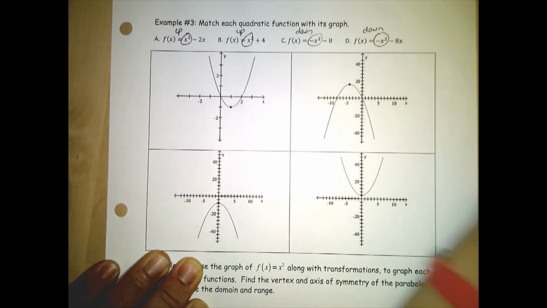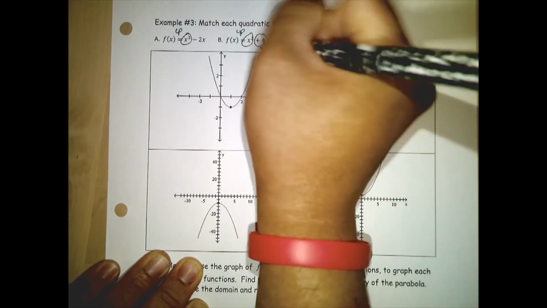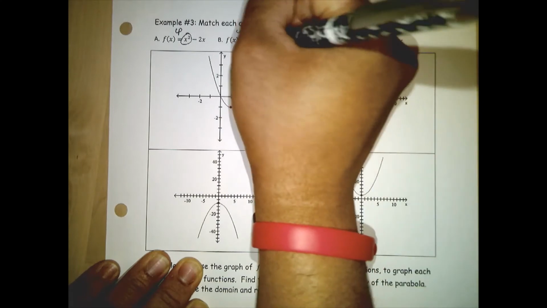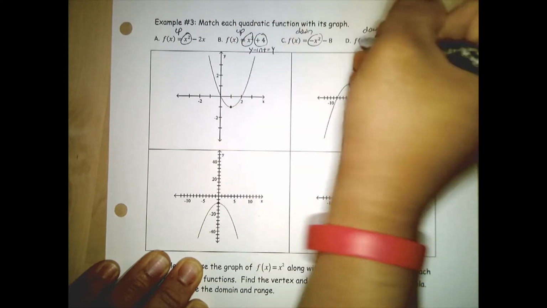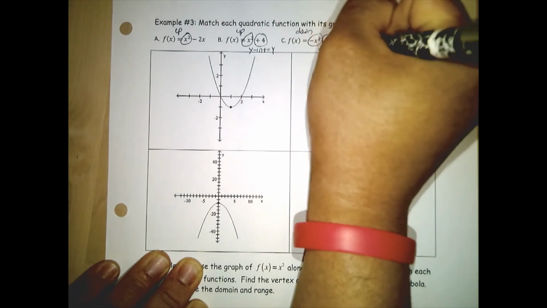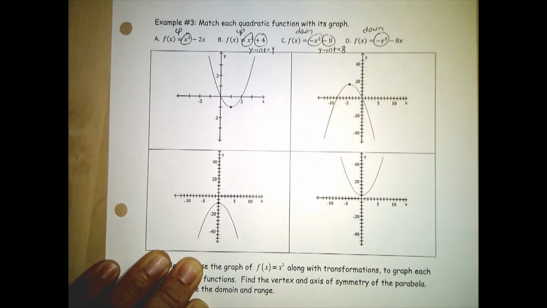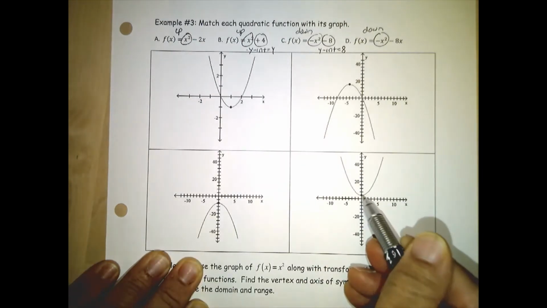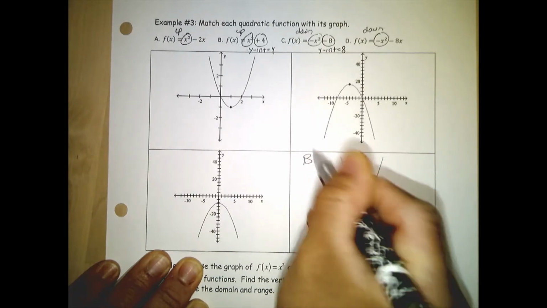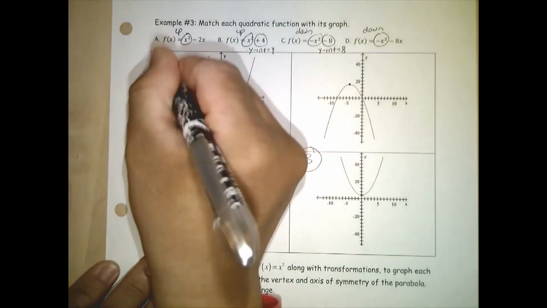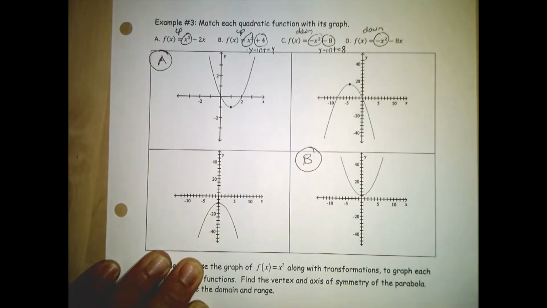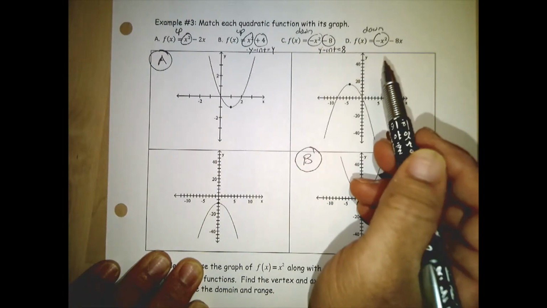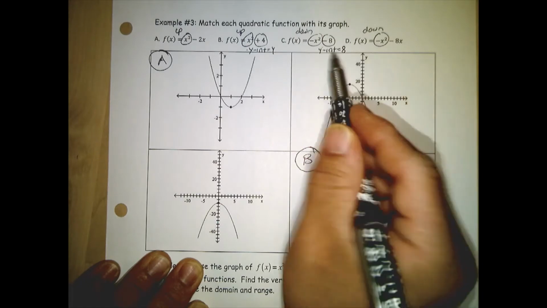And then we also know that this is a plus 4, so this is the y-intercept of 4, and this is minus 8, a y-intercept of negative 8. So let's look at these very carefully, and I see that the one that opens up with the y-intercept of 4 is this one. That means the other one that opens up has to be this one here. And this one opens down with a y-intercept of negative 8 here.